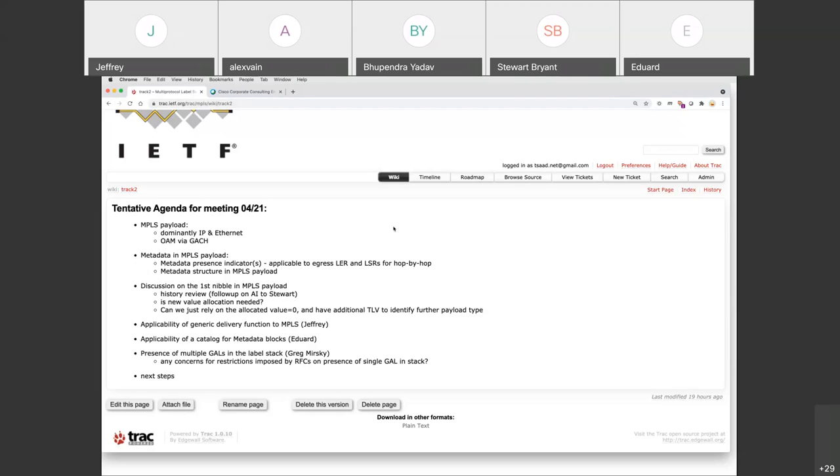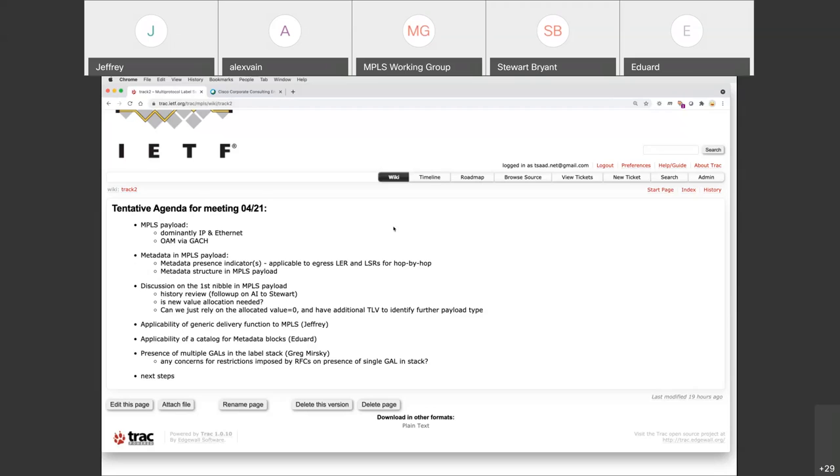I'm not sure. That's not what we're looking for, Alex. Using the TTL method is not acceptable for. There's no TTL method needed in RFC 8169.